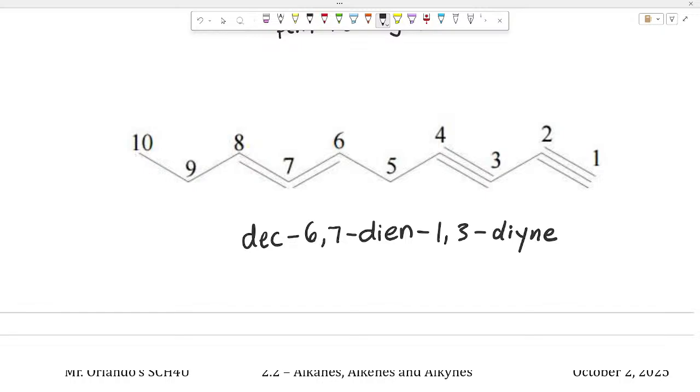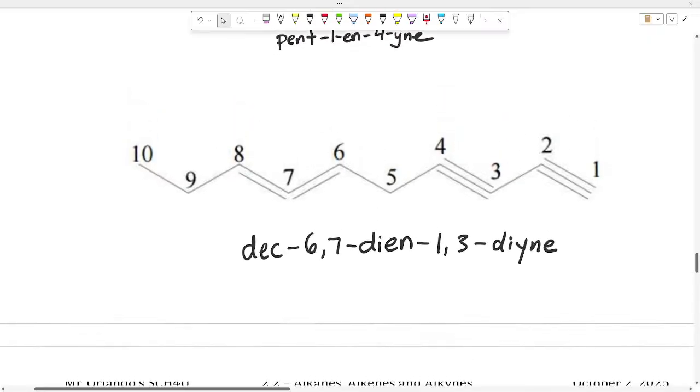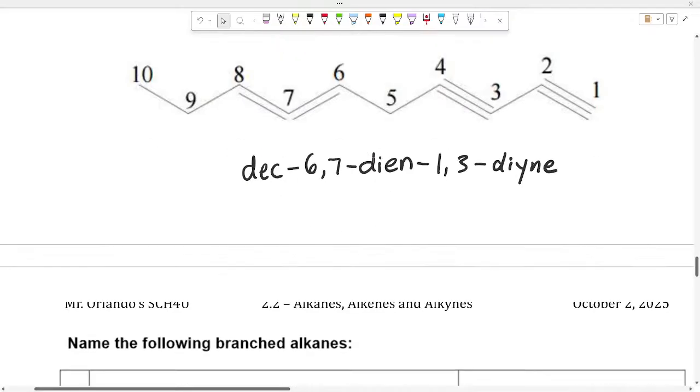Yeah, this is rough. But it is logical. This naming may be clumsy, but if you think about it, the name is just an instruction on how to build the thing, right? Dec: how long is my main chain? 10. 6, 7, diene: on 6 and 7, add two enes, which are double bonds. And on 1 and 3, diyne, add two ynes, which are triple bonds. And that's it. That's all.